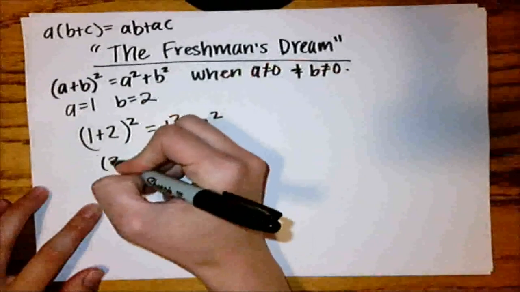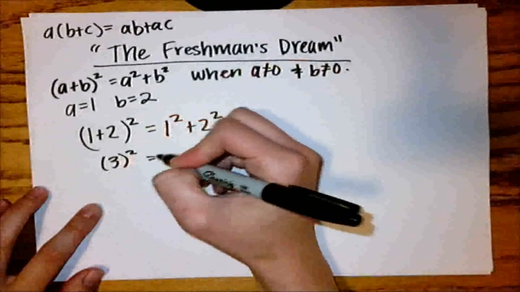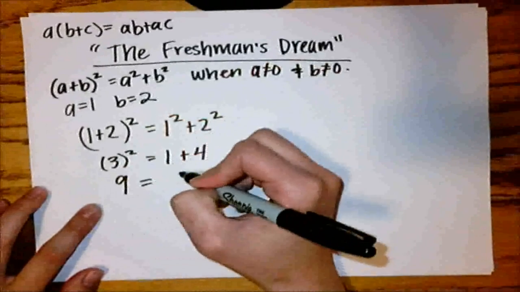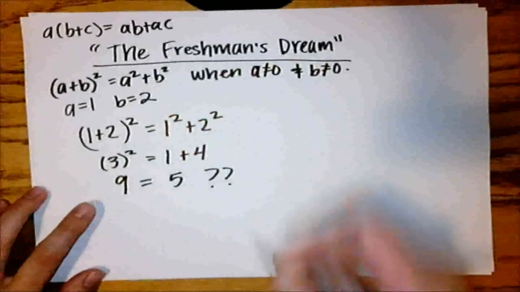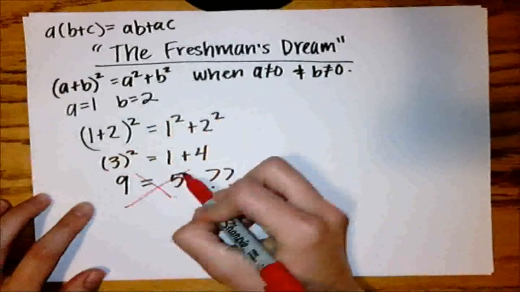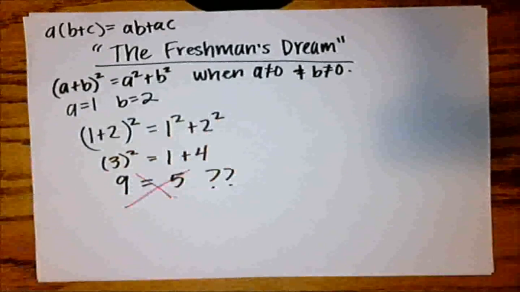And that's going to simplify to 3 squared equals 1 plus 4. And then that will further simplify to 9 equals 5. But clearly, 9 does not equal 5. So this dream doesn't even work for one of the most trivial examples we could think of.